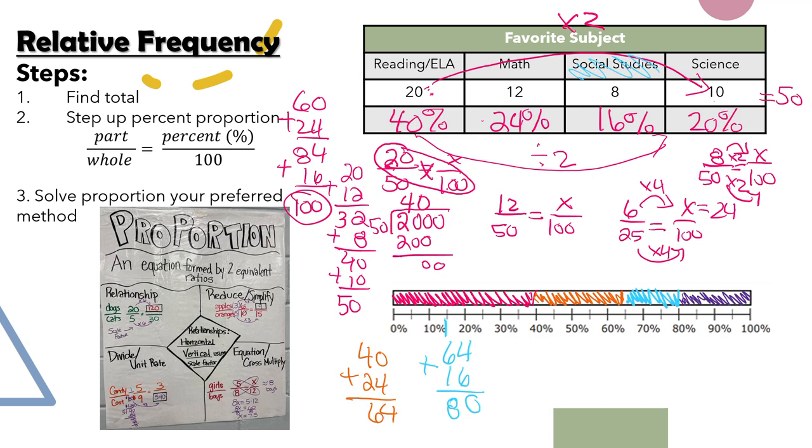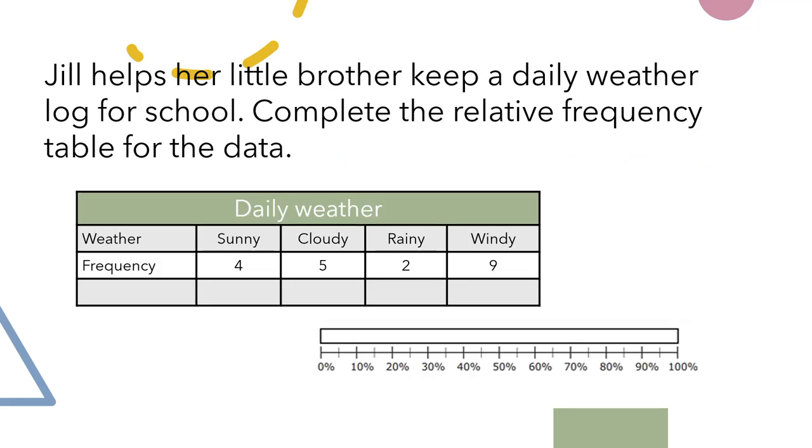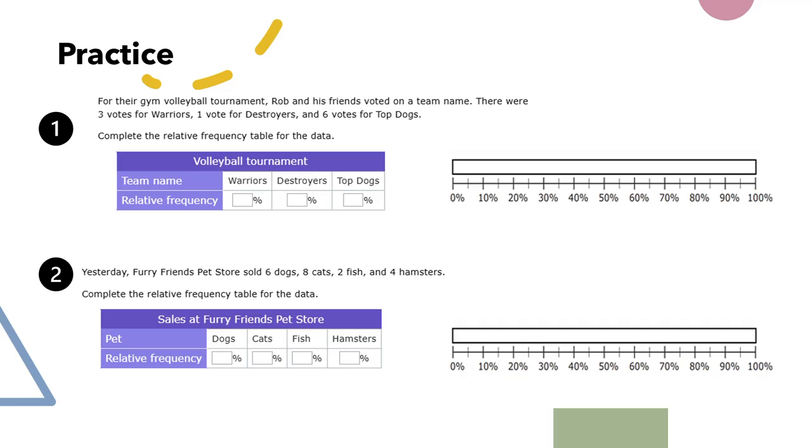Okay, so I have left you some practice questions. I hope this helps. Take your time, do your best, and remember to use your anchor chart, and remember part over whole, percent over 100. Okay, try these, pause to try these independently. And you can also pause here for more practice.